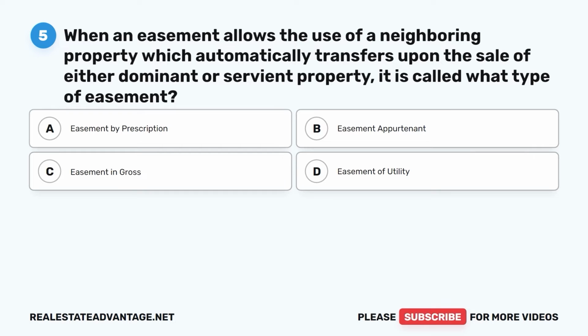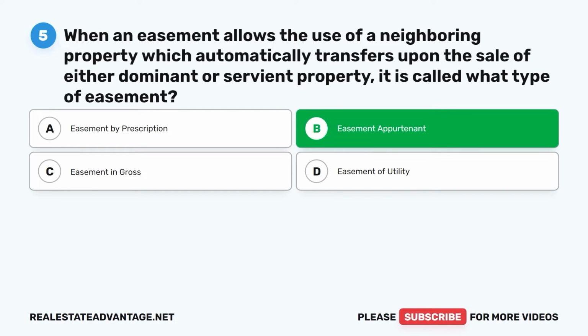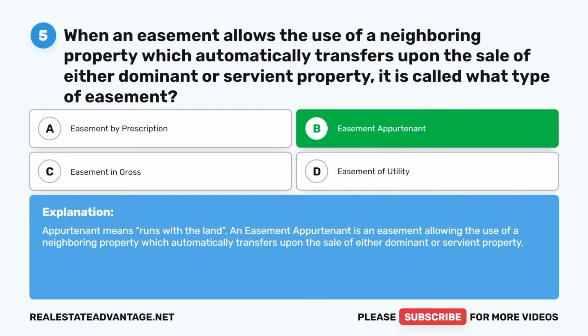Question 5. When an easement allows the use of a neighboring property which automatically transfers upon the sale of either dominant or servient property, it is called what type of easement? A. Easement by prescription. B. Easement appurtenant. C. Easement in gross. D. Easement of utility. The correct answer is B. Easement appurtenant. Appurtenant means runs with the land. An easement appurtenant is an easement allowing the use of a neighboring property which automatically transfers upon the sale of either dominant or servient property.